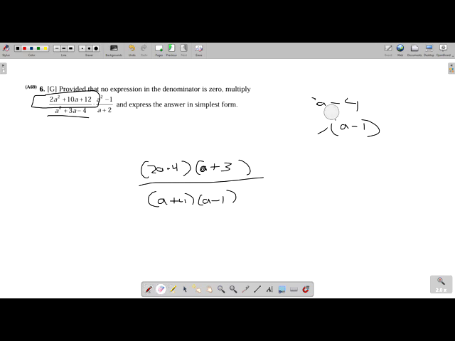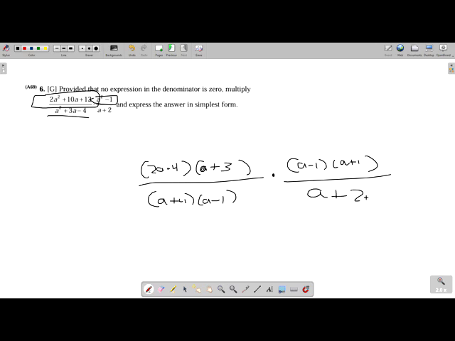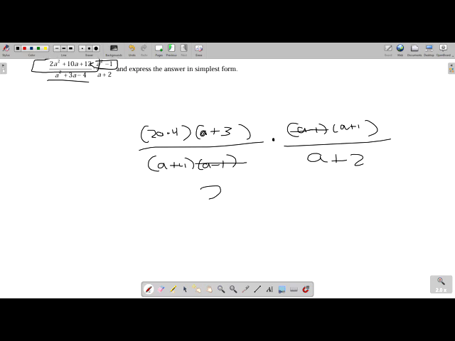Now for the second fraction, there's no division, so it's not going to be KCF, sorry. It's going to be a minus 1, a plus 1, because it's a difference of squares. And then the second one stays the same. And then obviously you do the cancelling. So a minus 1 cancels with a minus 1. And that's it.